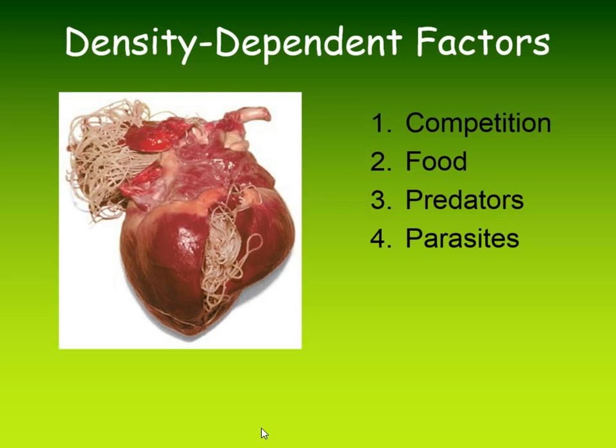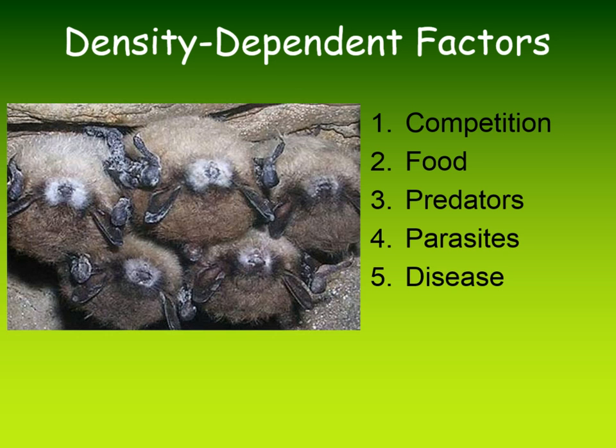Parasites, more individuals mean more, those are heartworms, by the way. More individuals mean more transmissible opportunities for parasites and pathogens. Okay, and those pathogens, we're talking about disease. This happens to be the respiratory fungus that is killing lots of species of bats right now, and it could be really problematic in those ecosystems.